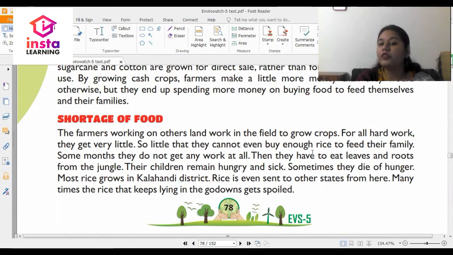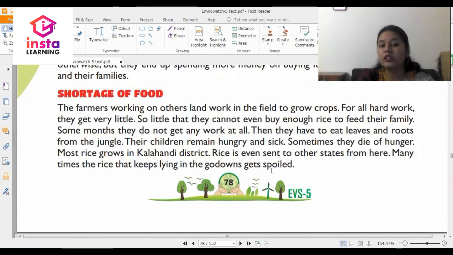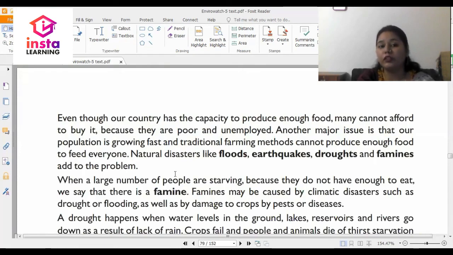Then they have to eat leaves and roots from the jungle. Their children remain hungry and a few of them also die. Most rice grows in Kalahandi district. Rice is even sent to other states from here. Many times the rice that keeps lying in the godowns also gets spoiled.